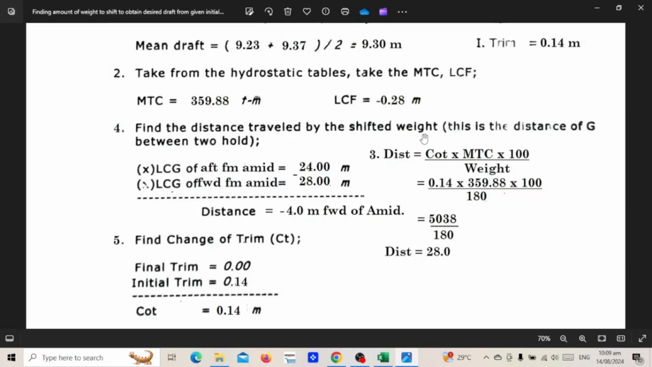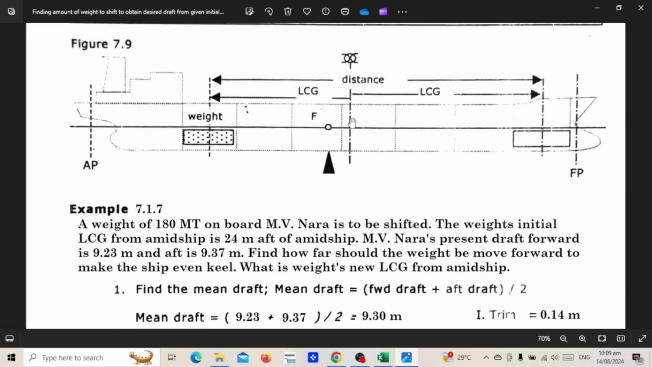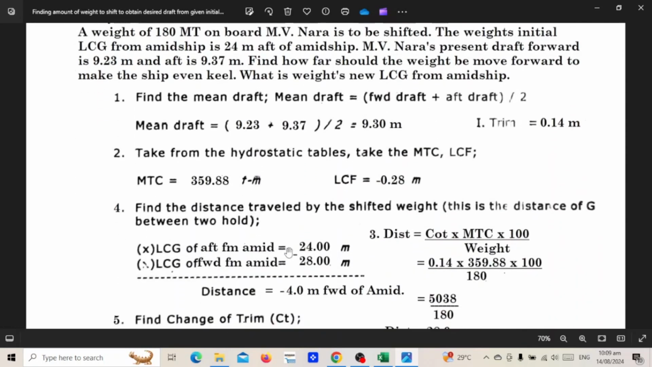Find the distance traveled by the ship weight, which is okay. Now, why negative? I have explained. LCG up from amidship is 24 meters. This is the one. 24 from amidship to the weight. The initial weight is 24 meters. Okay, that is positive 24 meters. That is positive because you are in the aft part of the vessel.